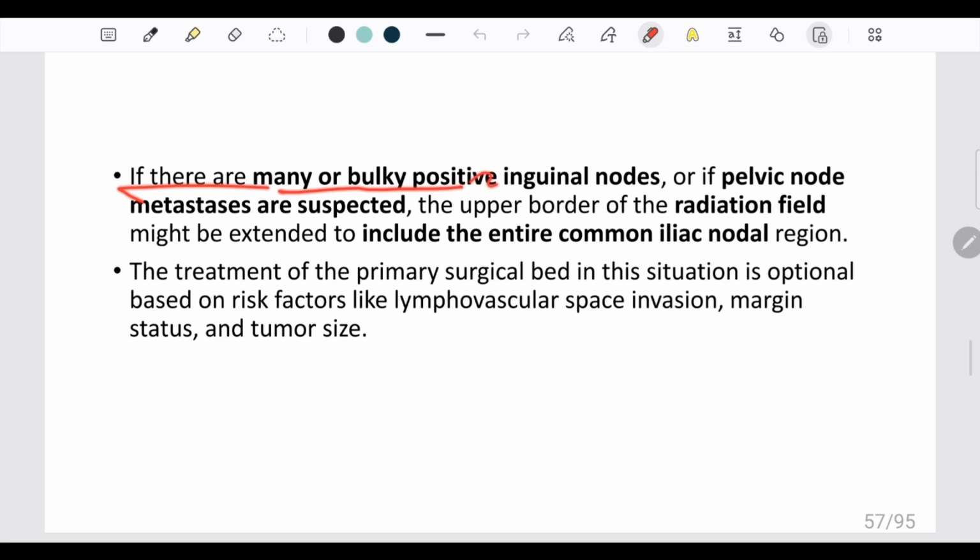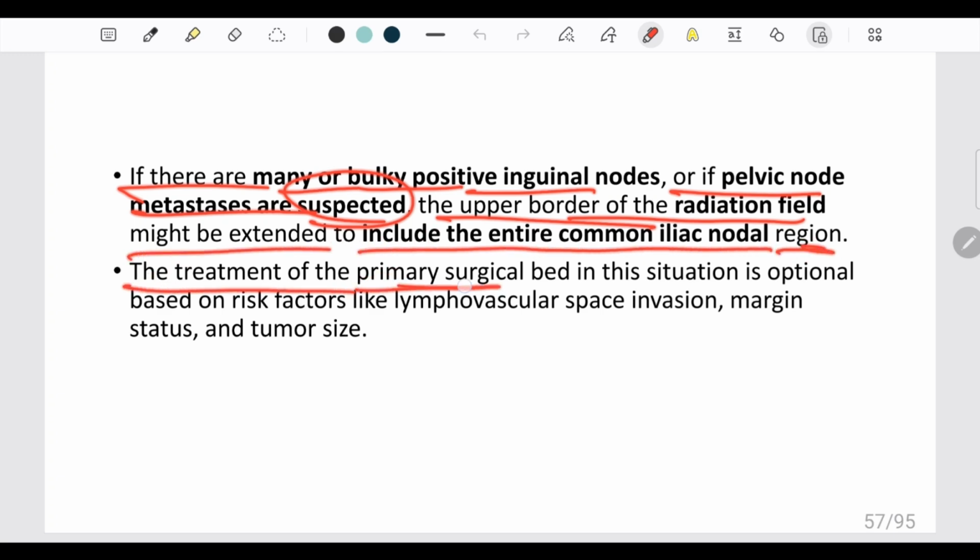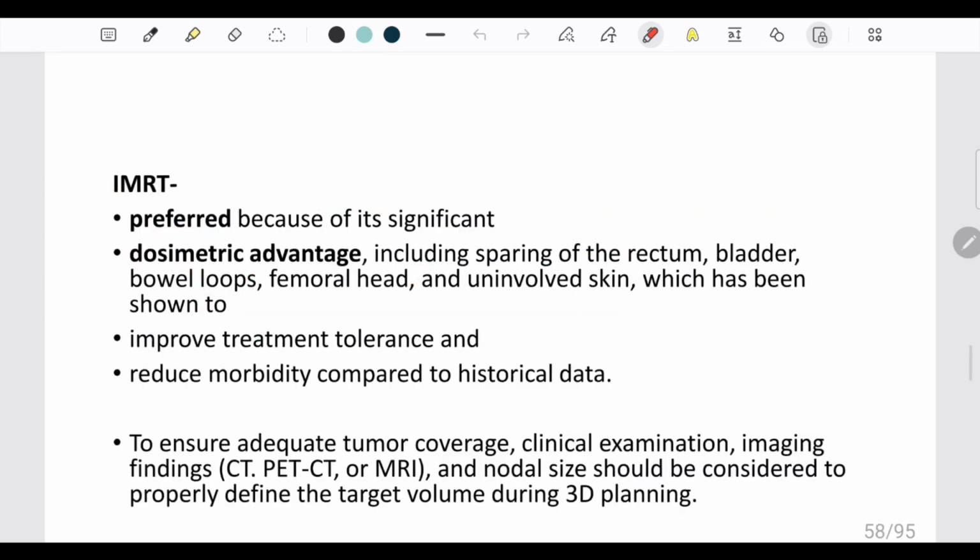If there are many or bulky positive inguinal nodes or if pelvic node metastases are suspected, the upper border of the radiation field might be extended to include the entire common iliac node region. The treatment of the primary surgical bed in this situation is optional, based on risk factors like LVSI, margin status and tumor size. Intensity modulated radiotherapy is preferred because of its significant dosimetric advantage, sparing the rectum, bladder, bowel loops, femoral head and uninvolved skin, and improving treatment tolerance. It reduces morbidity compared to historical data.